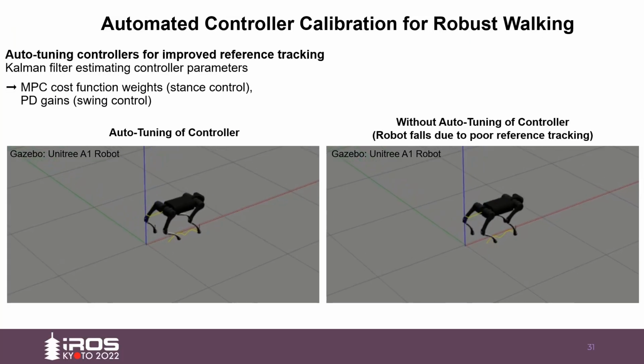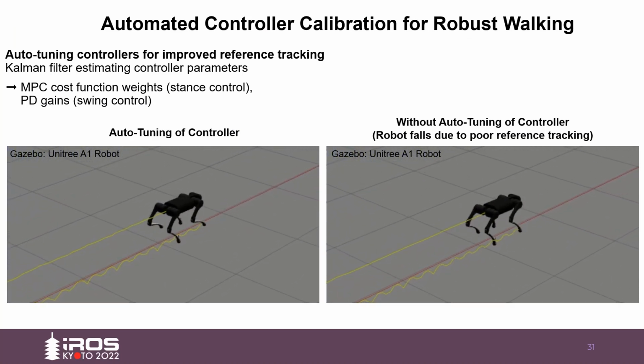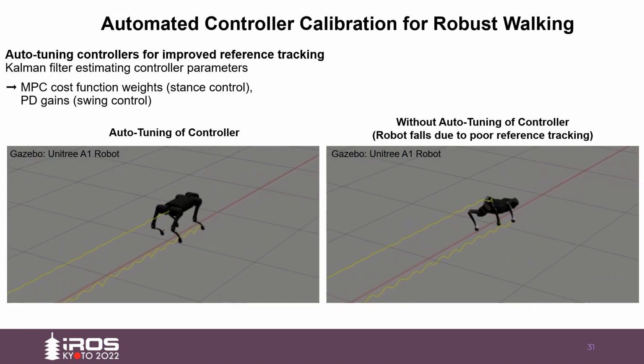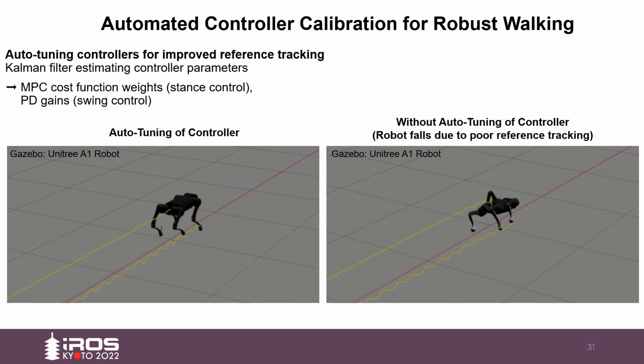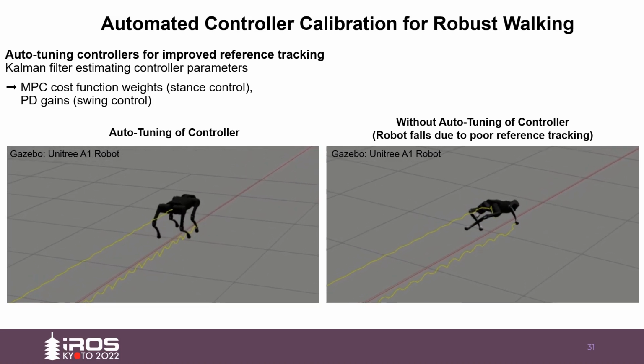Here we show our results when calibrating only the MPC stance and PD swing controllers. We start with bad initial gains and let the autotuner calibrate these gains during operation. On the left video, we use the autotuner to calibrate the gains, enabling the robot to continuously walk, while on the right video, we do not use any autotuning and the robot quickly falls.